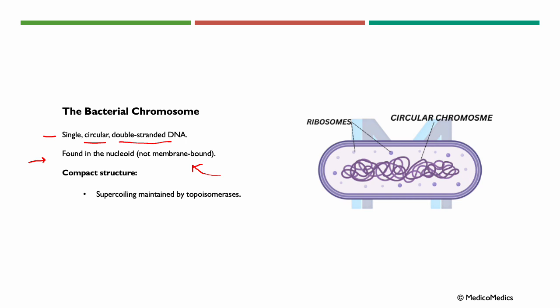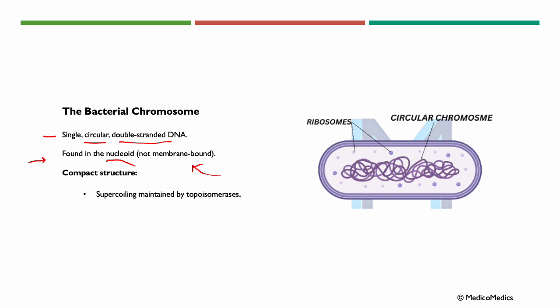And that's high yield. So the bacterial chromosome is found in the nucleoid, a region within the bacterial cell that is not enclosed by a membrane. And unlike the eukaryotic cell, bacteria do not have a nucleus.